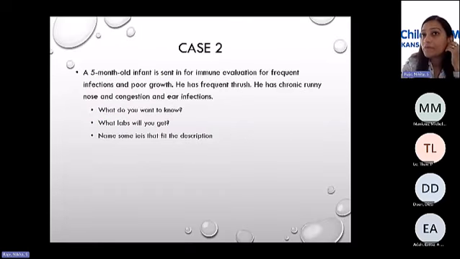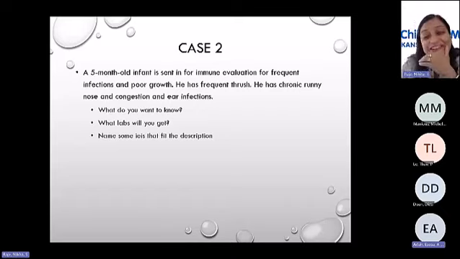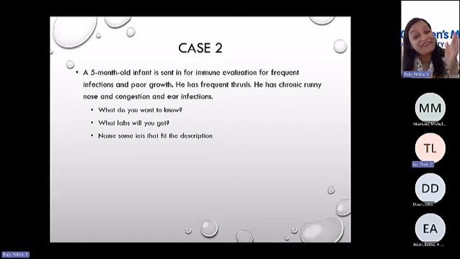Case number 2: a 5-month-old is sent in for immune evaluation for frequent infections and poor growth, frequent thrush, chronic runny nose and congestion. What do you want to know? Well, you might want some more history. Because I don't have anything on the slide, I can easily change the case when you ask me questions, so feel free to ask me questions. I have everything written down in front of me, so I'll tell you exactly what I want.